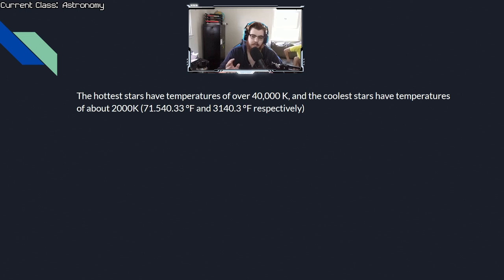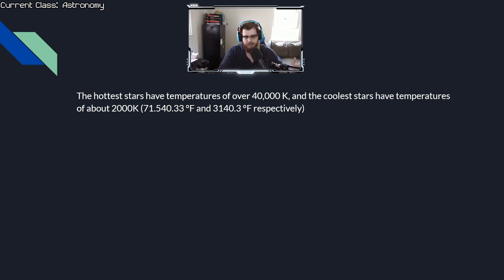So that's 71,540.3 degrees Fahrenheit for the 40,000, and 2,000 is equivalent to 3,140.3 degrees Fahrenheit. So that's just to show off that these things have incredible heat. Even the coldest thing is 3,000 freaking degrees.